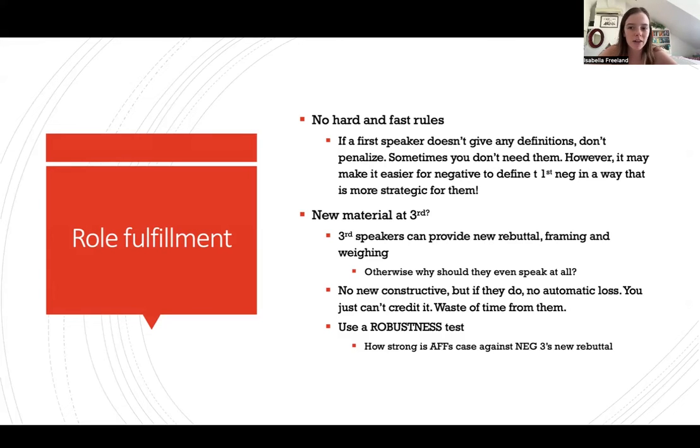Because if they can't do that, then why are they even getting up in the first place and giving a speech? Obviously, they can still do new stuff, but that new stuff can't be constructive. The way that you can test how good, for example, third negative's rebuttal is, is to use a robustness test. What this means is how strong is the case that affirmative has already given against that material from third negative. If you think that third affirmative's case already implicitly responds to that rebuttal, then it's obviously weaker. But if you don't think it does, then that's quite strong. That's how you work out the rule of whether third negative can be responded to.